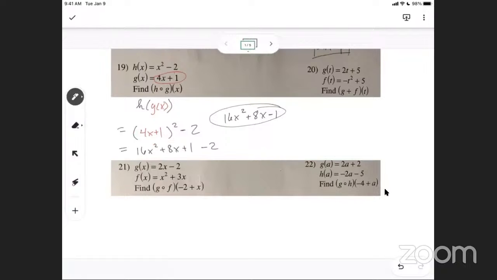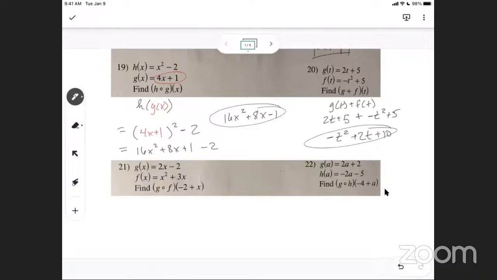All right, number 20, we're doing g of t plus f of t. So g of t is 2t plus 5. f of t is negative t squared plus 5. So when I add them together, putting them in order from biggest degree to smallest, I get negative t squared plus 2t plus 10.